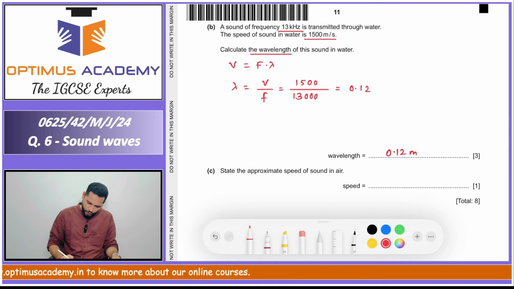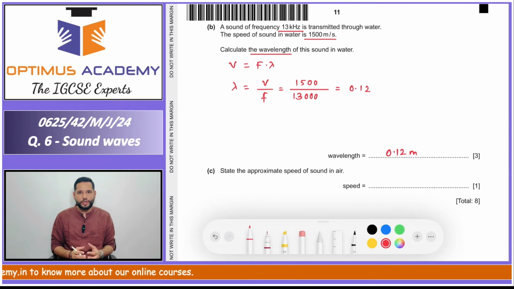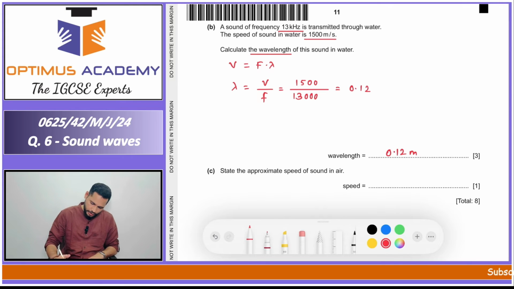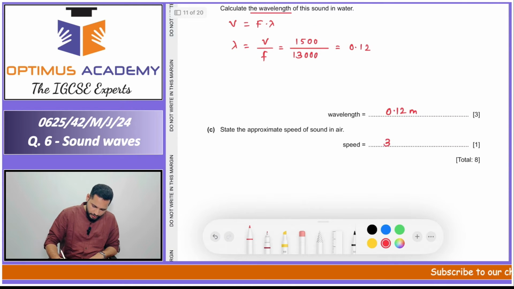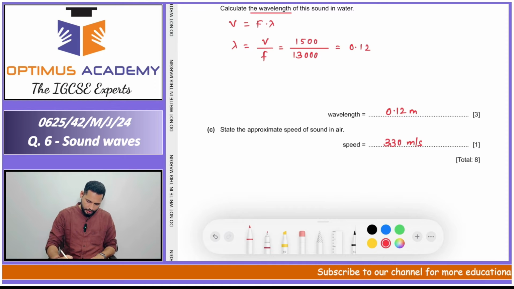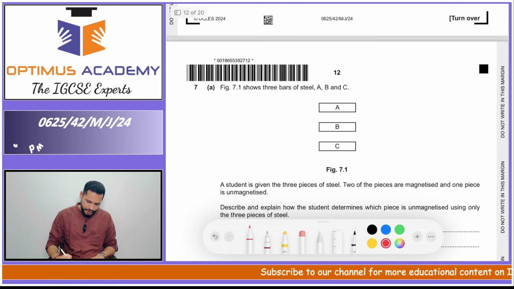State the approximate speed of sound in air. So the speed of sound in air is between 330 to 350 meter per second. Any number between these two values is valid for this answer. So we can write 330 meter per second. We will go to question 7 right now.